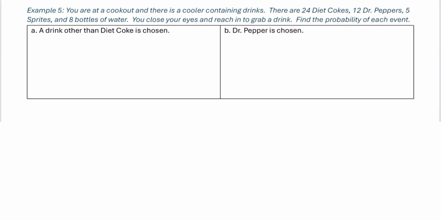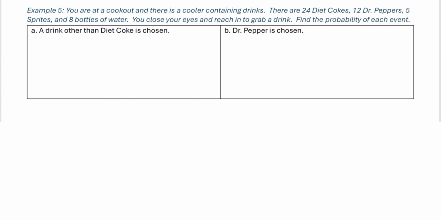In example 5, you're at a cookout and there is a cooler containing drinks. There are 24 Diet Cokes, 12 Dr Peppers, 5 Sprites, and 8 bottles of water. You close your eyes and reach in and grab a drink. Find the probability of each event. We are assuming that we are choosing at random with our eyes closed.